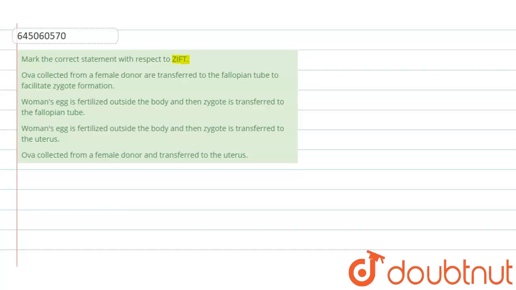So let us solve this question. We'll first understand what is ZIFT. ZIFT is a kind of assisted reproductive technology which stands for zygote intra-fallopian tube transfer. This technique is a boon to most of the females who have problems associated with the fallopian tube. We know that the fallopian tube is the site of fertilization. Very specifically, it is the ampullary isthmic junction of the fallopian tube where the fertilization takes place.